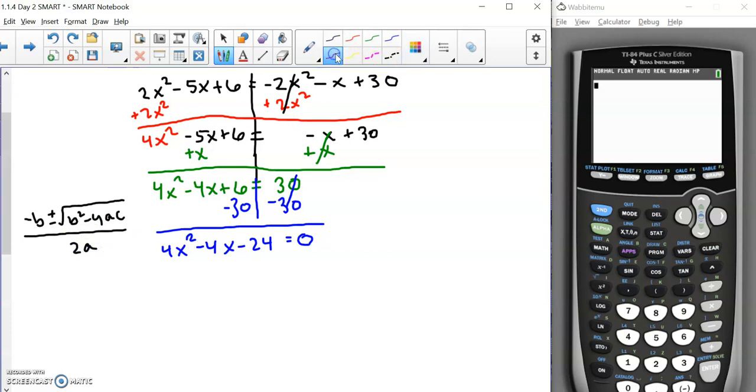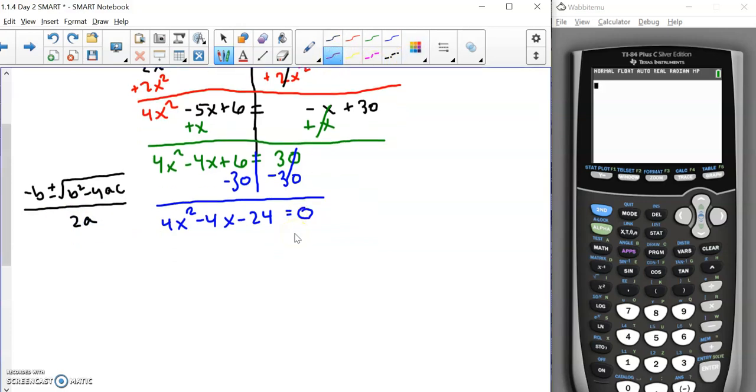Okay, so we're ready to go ahead and start that same process that we did yesterday. So identify A, B, and C. A is going to be 4. B is going to be negative 4. And C is going to be negative 24.